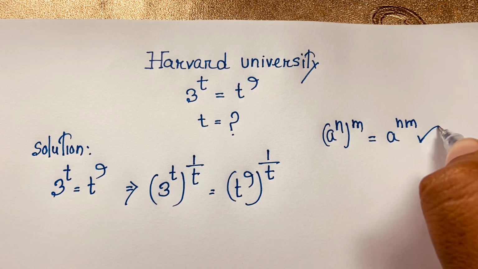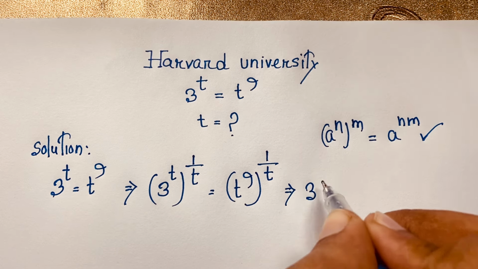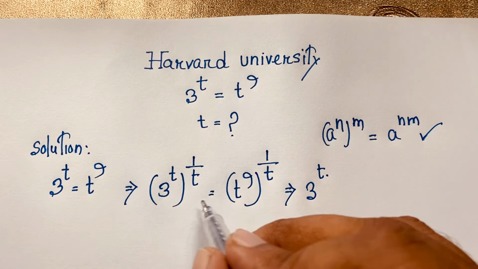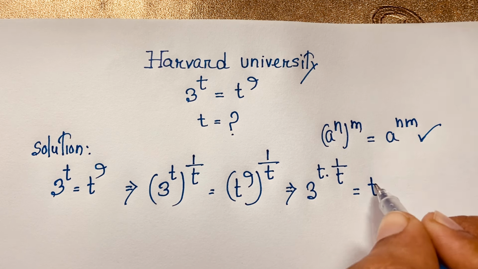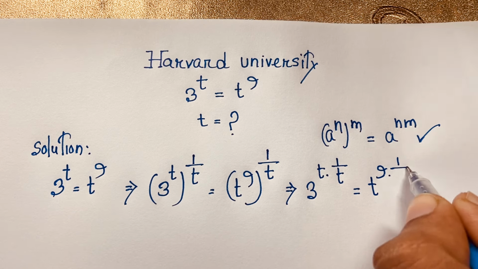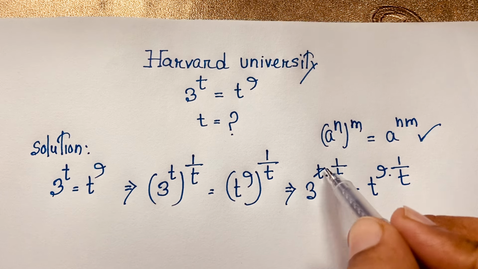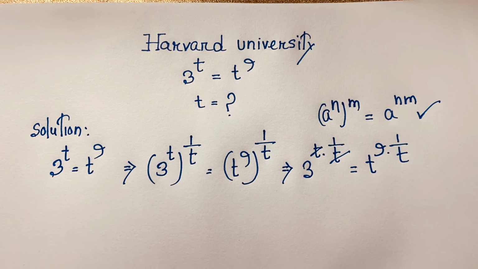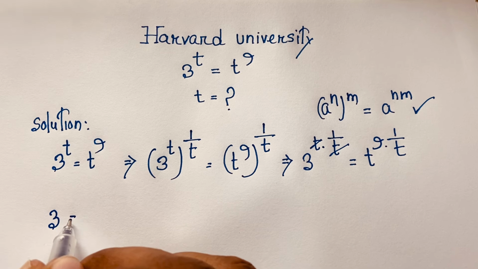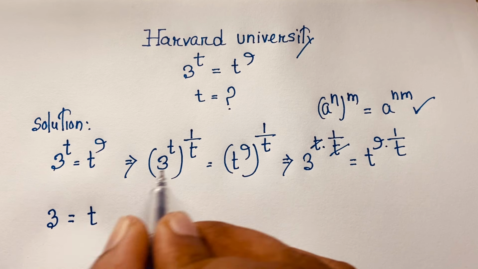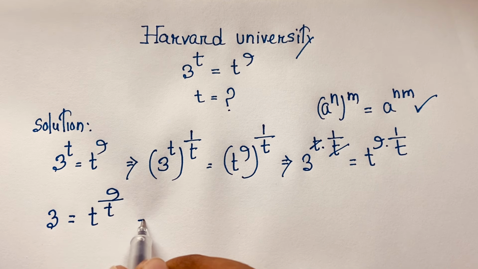If I apply this math formula here, you can see the expression 3 to the power t times 1 over t is equal to t to the power 9 times 1 over t. Now, at this moment, you can see that this t is cancelled out. We'll find that it will be 3 to the power 1, which is 3, is equal to t to the power 9 times 1, this is 9, over here is t.